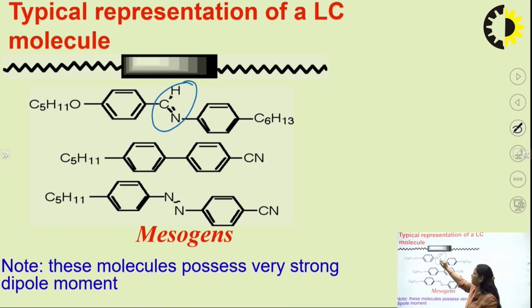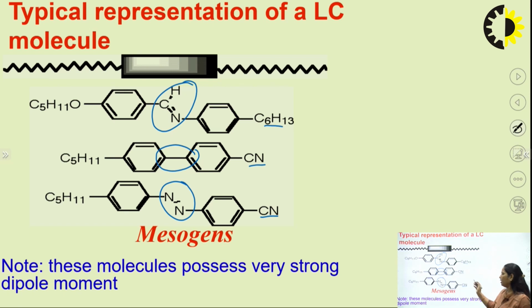Now, we can see some examples of long elongated organic molecules in which the center region is somewhat rigid: in this structure because of C double bond N, in this structure because of C single bond N, in this structure because of N double bond N. So some rigidity is there in the structure, while flexible functional groups are present at the corners of the molecule. And one more important thing is that all these molecules possess a very strong dipole moment.